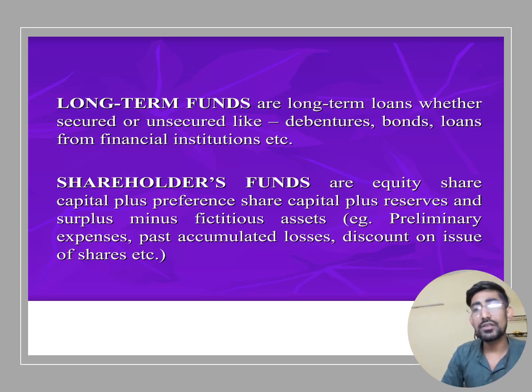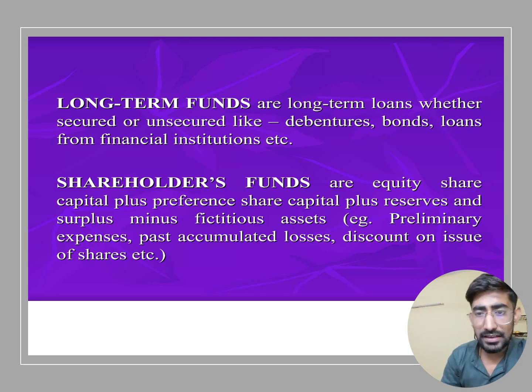That means we need to add 3 things. These 3 things are: first one is equity share capital, the second thing is preference share capital, and the third thing is reserve and surplus of the company. And we need to deduct one thing, that is fictitious asset.